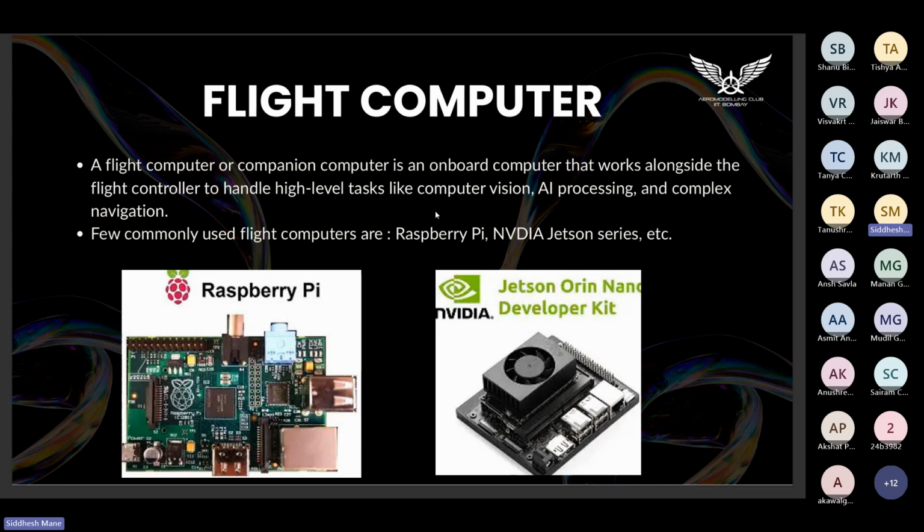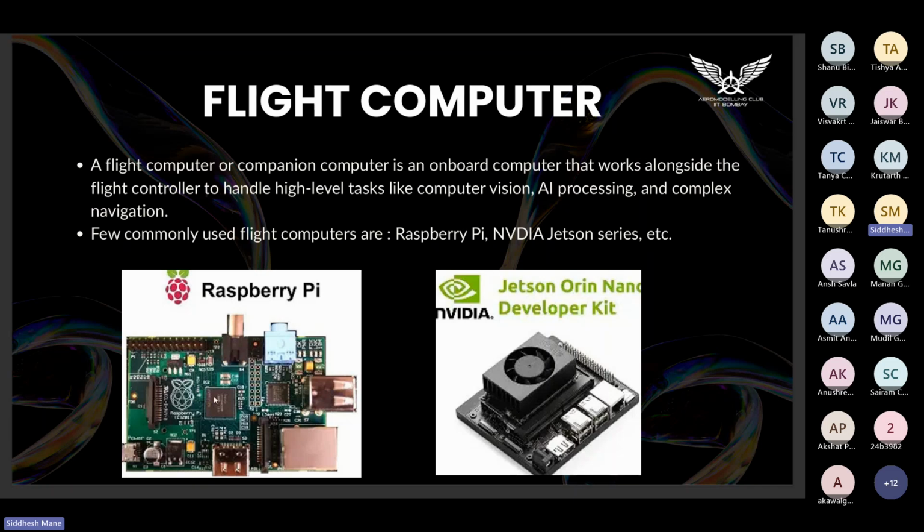So it would have multiple cameras and sensors. With the help of cameras, it will be taking videos of the surroundings, and then it will process the footage it has captured. Pixhawk cannot do this processing work, right? So for that you have to use a flight computer.